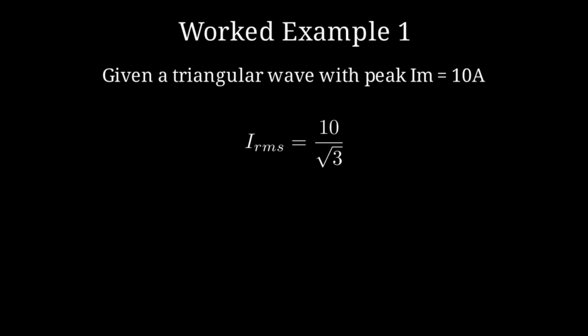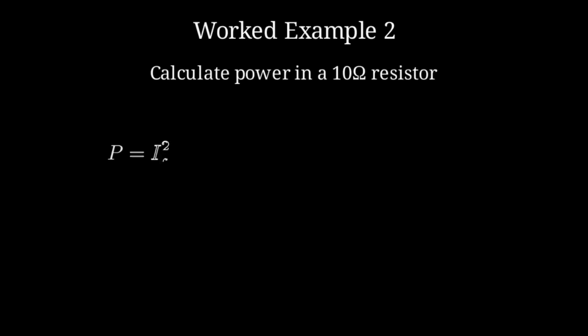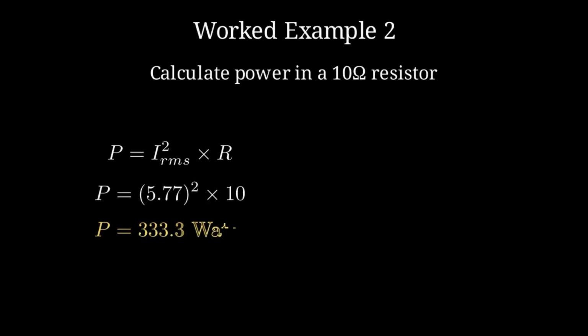If you have a triangular current with a peak value of 10 amperes, its effective or RMS value is 10 divided by 1.732, which equals approximately 5.77 amperes. To find the power dissipated by this triangular wave through a 10 ohm resistor, we use the RMS value. Squaring 5.77 and multiplying by 10 ohms gives us a power dissipation of 333.3 watts.